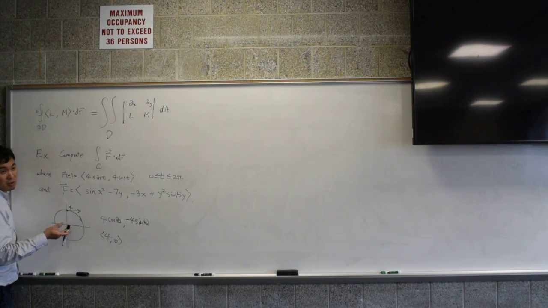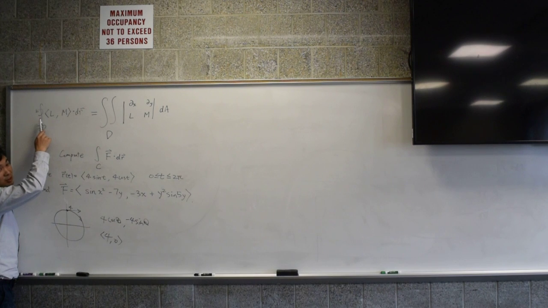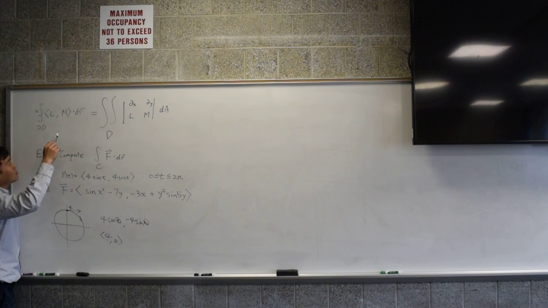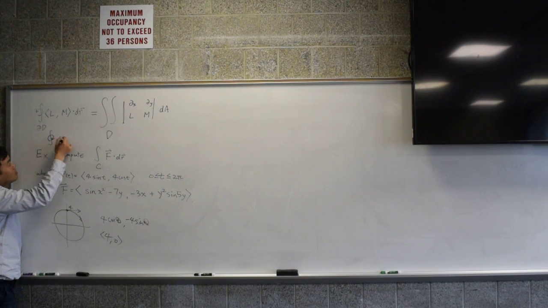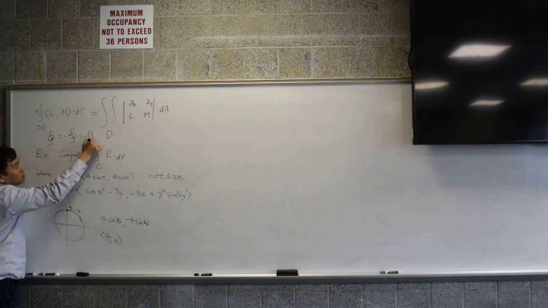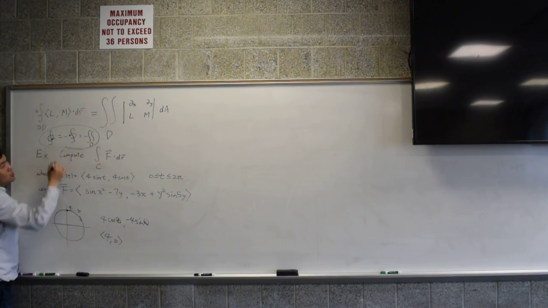Why is that a problem? Going the opposite way. Because this says it should be counterclockwise, and this is clockwise. And therefore, in order to apply this, what should you do? You have to use the fact that if you go clockwise, then this is the negative of the counterclockwise, and therefore you should be using the negative of the double integral. Okay? So that's what you have to do.